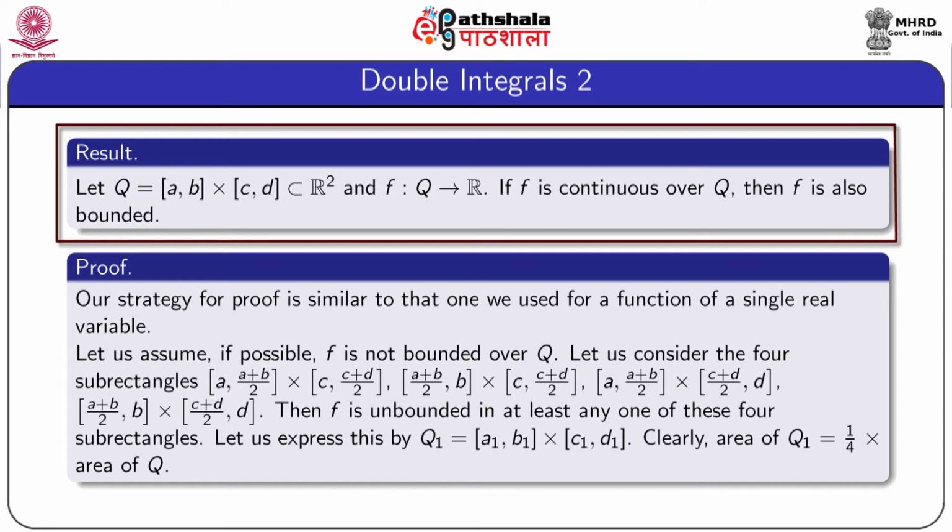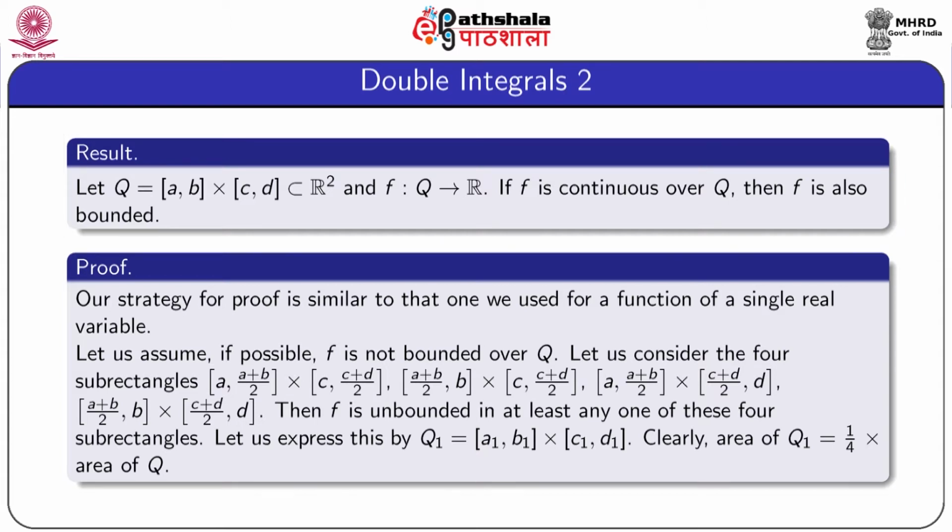First result: let Q equal to the Cartesian product of the bounded closed intervals [A,B] and [C,D], and F from Q to R. If F is continuous over Q, then F is also bounded. Our strategy for proof is similar to the one we used for a function of a single real variable. Let us assume, if possible, F is not bounded over Q.